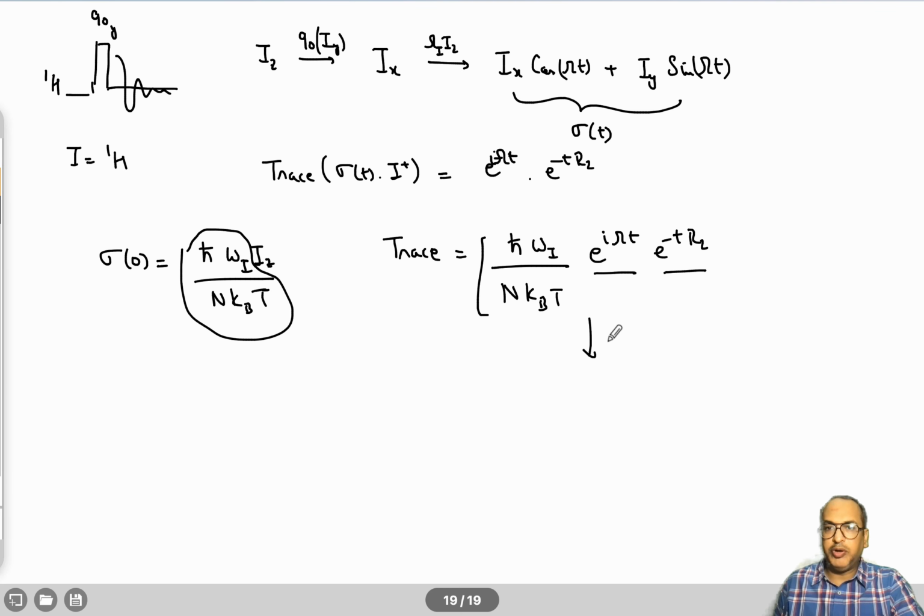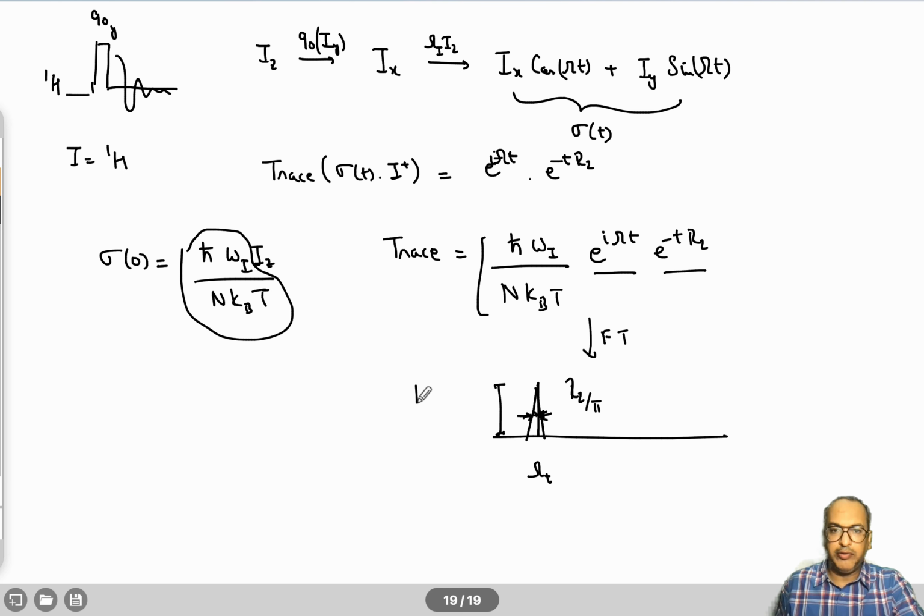So if you now do the Fourier transformation of this, what you get is a signal over here at omega. Of course, the line width is given by R2 over pi, right? So let's draw it with a little broad line. So line width at half height is given by this, and this height, the intensity, is given by this constant over here, which is h cross omega I n kBT. So this gives you the intensity.